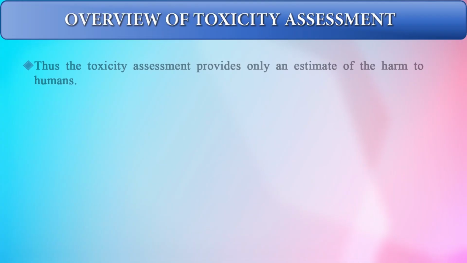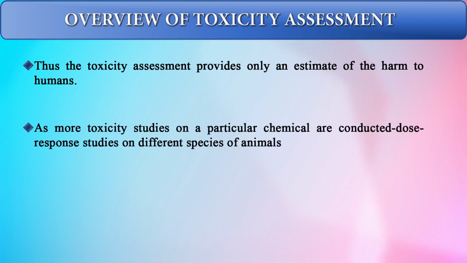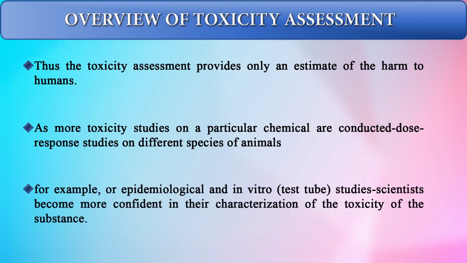Basically, toxicity assessment is based on animal study. The degree of harm to human must be extrapolated using mathematical models based on a variety of assumptions. Thus, the toxicity assessment provides only an estimate of the harms to human. As more toxicity studies on a particular chemical are conducted, for example, dose response studies on different species of animals, epidemiological and in vitro studies, scientists become more confident in their characterization of the toxicity of the substance.